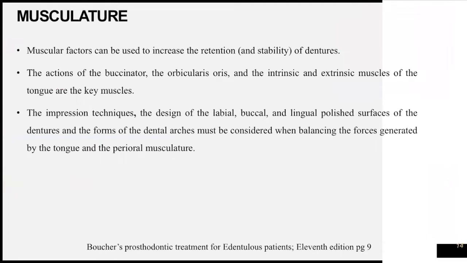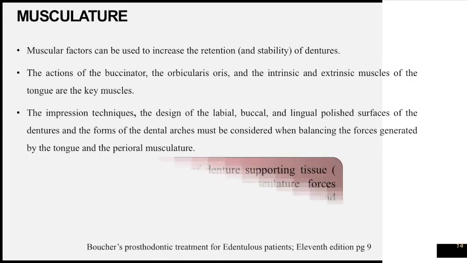Musculature. The muscular forces can be used to increase the retention and the stability of the dentures. The action of the buccinator, orbicularis oris, and the intrinsic and extrinsic muscles of the tongue are the key muscles. The impression techniques, the design of the labial, buccal and the lingual polished surfaces of the denture, and the forms of the dental arches must be considered when balancing the force generated by the tongue and the perioral musculature.